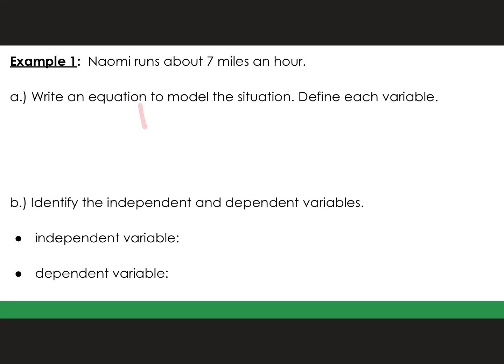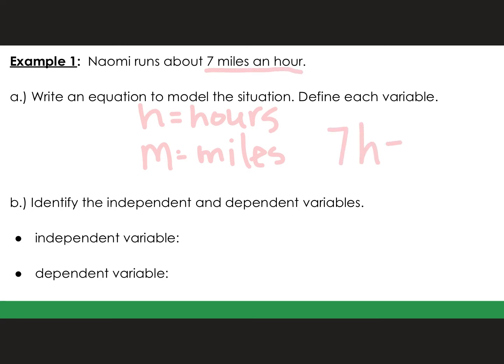So let's use H for hours and M for miles. So we just said we need to multiply 7 times hours to find out how many miles she ran.